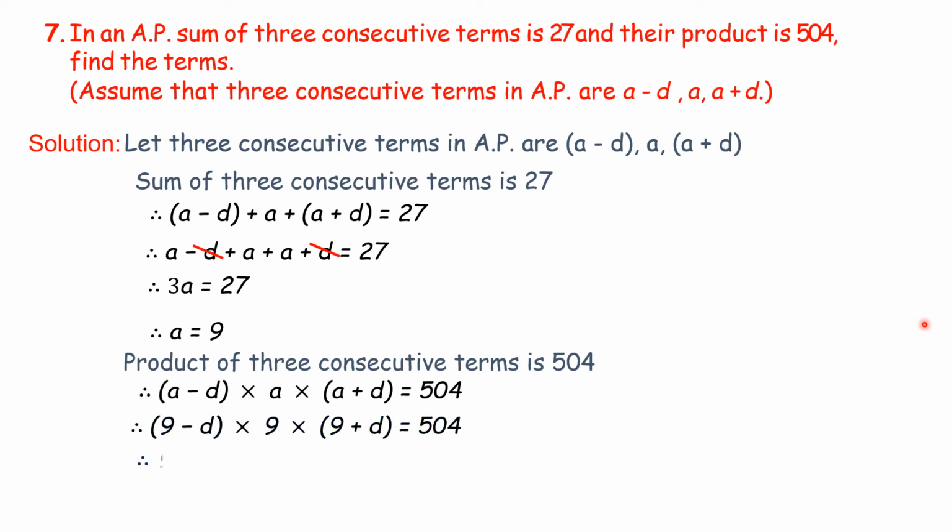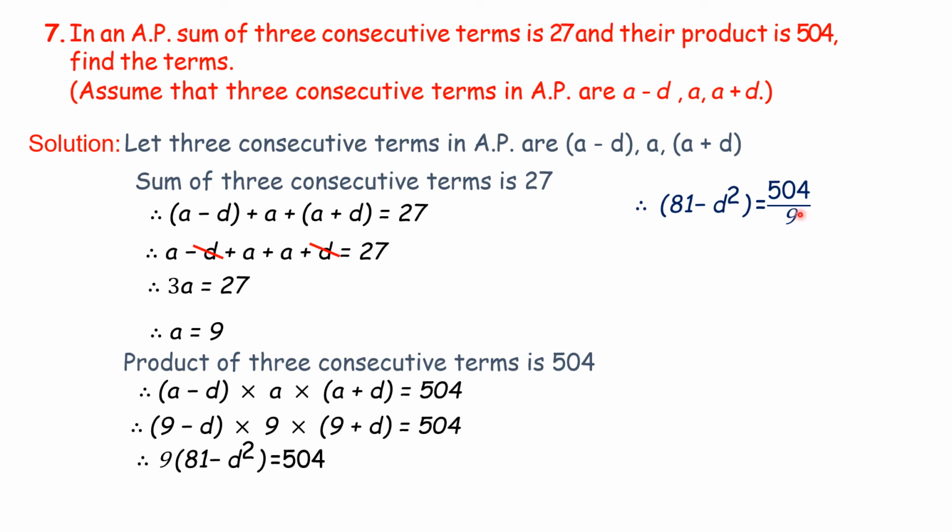81 minus d square. The product of these two brackets is equal to 81 minus d square. Now this 9 we bring to the right hand side. Here it is multiplication, so when we change the side, the opposite operation is division. 81 minus d square is equal to 504 divided by 9.